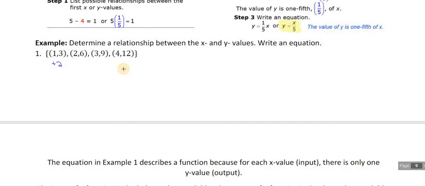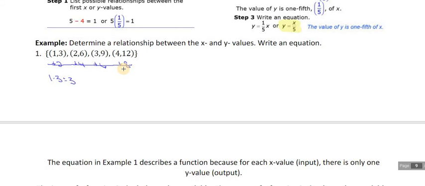But then the second ordered pair, to go from 2 to 6, you have to add 4. Then to go from 3 to 9, you have to add 6. To go from 4 to 12, you have to add 8. Okay, so due to the fact that we're not adding the same amount to our x every single time to get y, it's not addition. So let's look at multiplication. Well, 1 times what number is 3? Well, 1 times 3 equals 3.